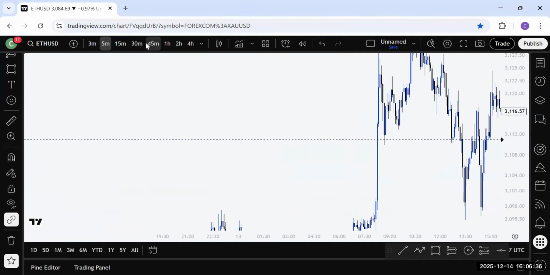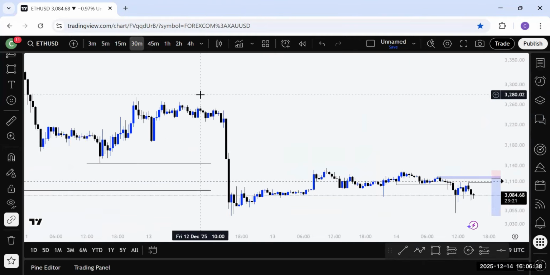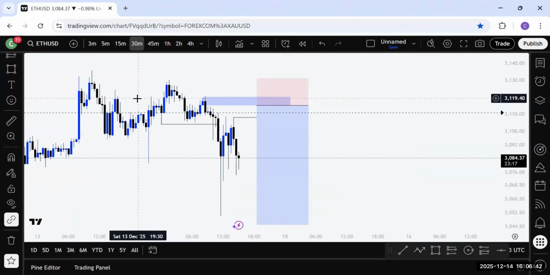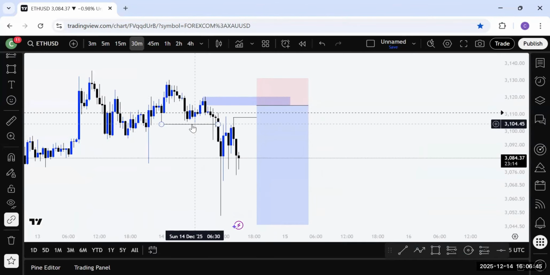So on Ethereum over here, my bias is bearish. I'm still bearish on Ethereum. When I'm bearish on Ethereum, I saw this structure here. There was a break of structure here. There's an inducement here. There's a POI here.